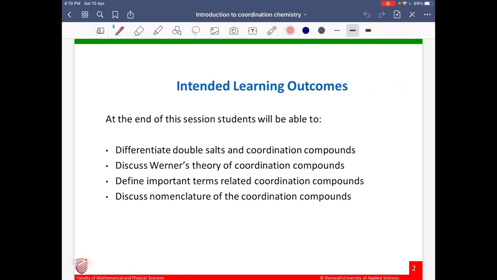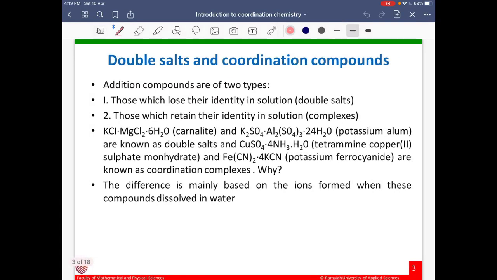After this lecture, you will be able to differentiate double salts and coordination compounds, discuss Werner's theory of coordination compounds, define important terms related to coordination compounds, and discuss nomenclature of the coordination compounds. First, we will study double salts and coordination compounds and their differences.